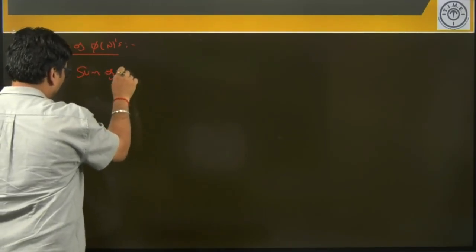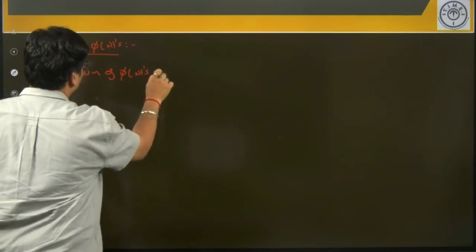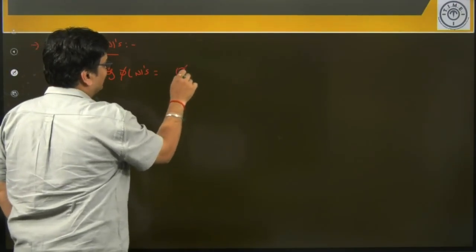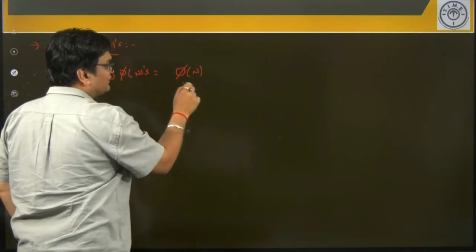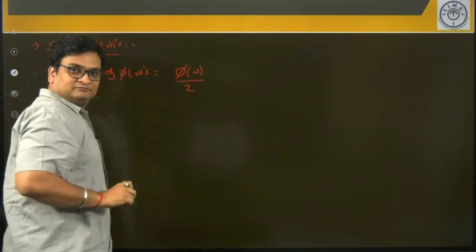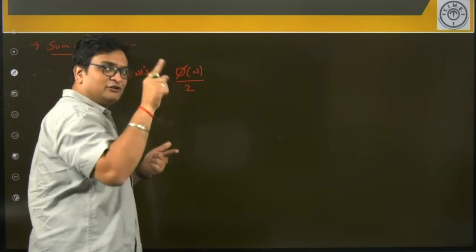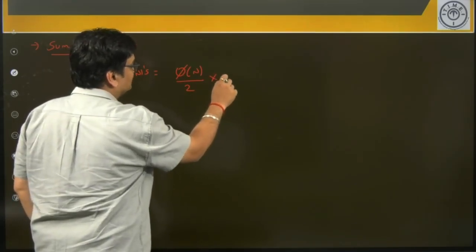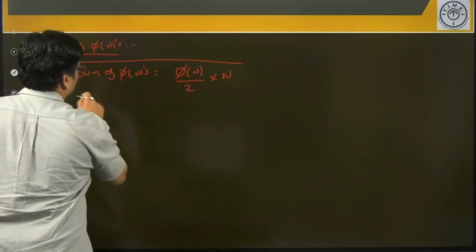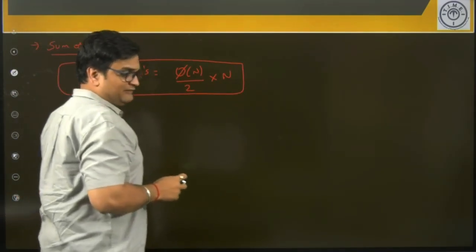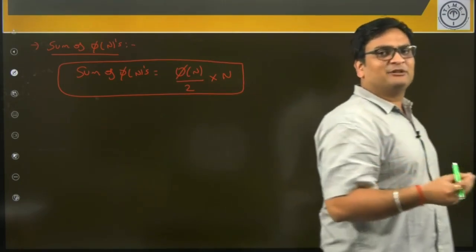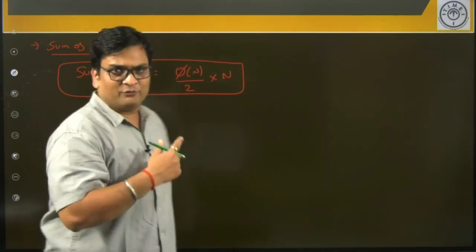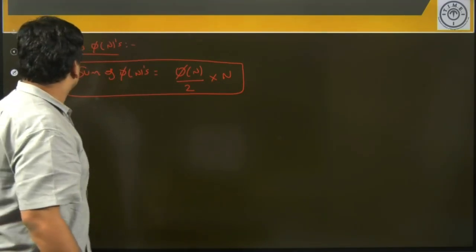So the sum will be equal to: how many numbers are there in the list? Phi of n numbers. So what will be the number of pairs? Phi of n by 2. And each pair will be equal to n. So phi of n by 2 pairs when added will be equal to phi of n by 2 into n. This is the formula that we have for calculating the sum of all the numbers co-prime to n. I hope you are okay with this, clear with this.